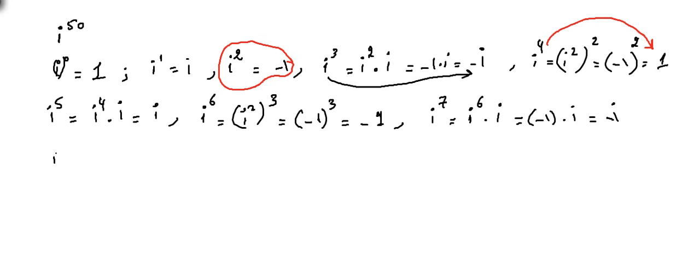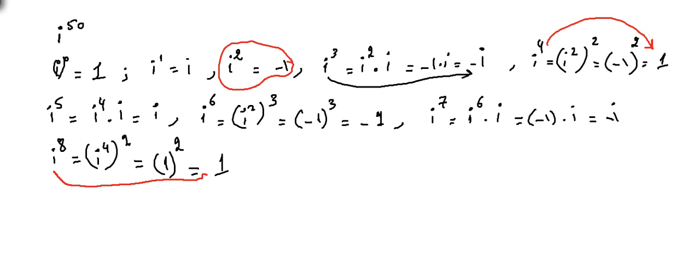i to the power 8. It's i to the power 4 squared, 4 times 2 is 8. And i to the power 4 is 1, then 1 squared is 1. Look at that. This is very important now. i to the power 8 is also equal to 1. So what do we have here? i to the power 4 is 1. i to the power 8 is 1.